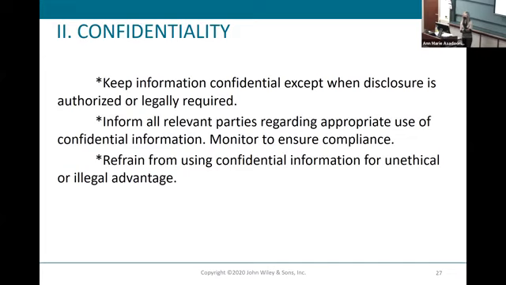Okay. Inform all relevant parties regarding appropriate use of confidential information. Again, your employees should understand this, not just you. And then refrain from using this information for unethical or illegal advantage. I think about, well, for me, I would never be in the elevator talking about Caroline, right? While other students were around. You just have to keep that information to yourself.